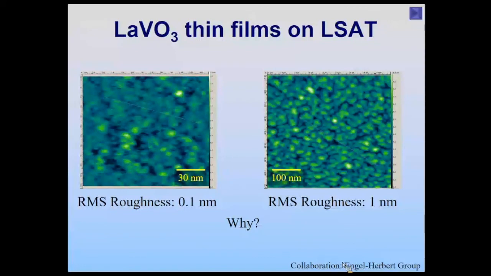These are lanthanum vanadate films grown in Roman Engel-Herbert's group. We're looking at the same material, and this image has an RMS roughness of about 1/10 of a nanometer, and this one has an RMS roughness of about 1 nanometer. So you might ask, why is this order of magnitude change in the RMS roughness? One thing I should have said is that these are insulating films, so we can't do STM. These are AFM measurements.